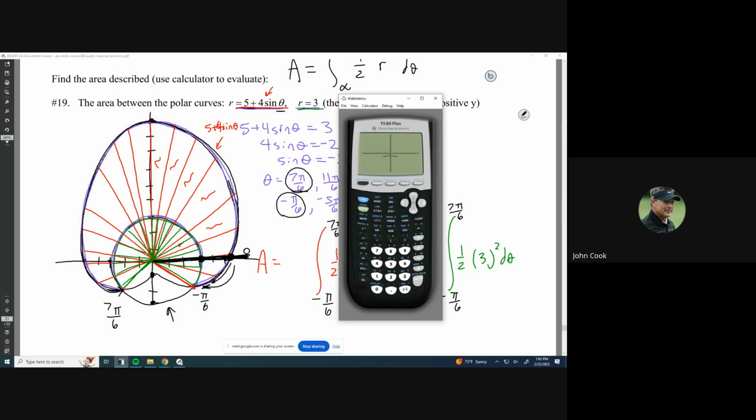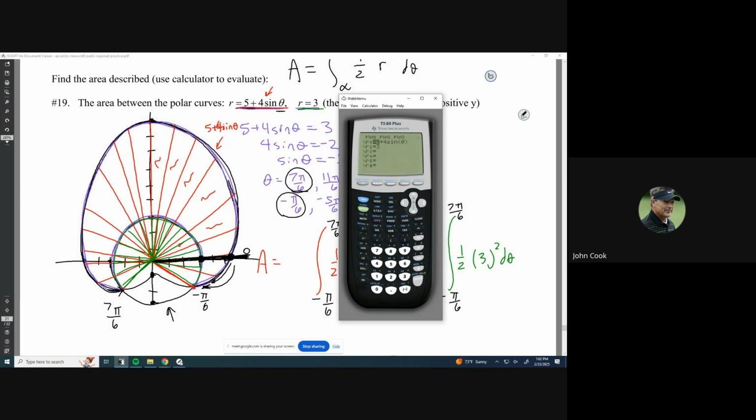So when we graph it out, that's from a previous problem. There's our two equations, r equals 5 plus 4 sine theta, and r equals 3. Then we go to our window and use the boundaries we've established, negative pi over 6 and 7 pi over 6. Oops, not times 6, darn it. Divide by 6, there we go. Then I graph it out, and sure enough, that gave me the top part.